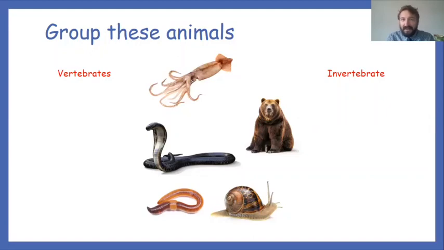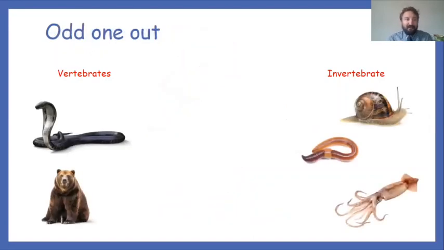And then we've got the giant squid and we've got the snail. Let's reveal the answers. Here you go. That's what you should have, okay? So we have a snake and a bear as vertebrates, and then we have invertebrates. We have our snail, we have our worm, and we have our giant squid. Okay, lovely. Hope you are patting yourself on the back and you've got those correct.